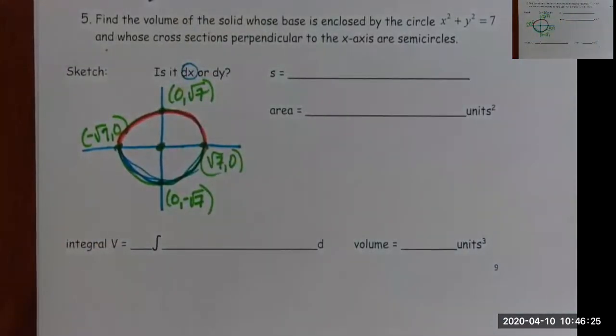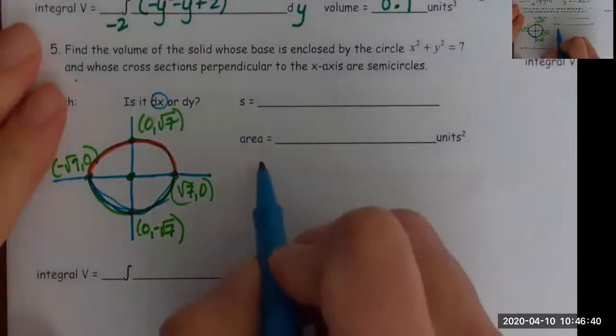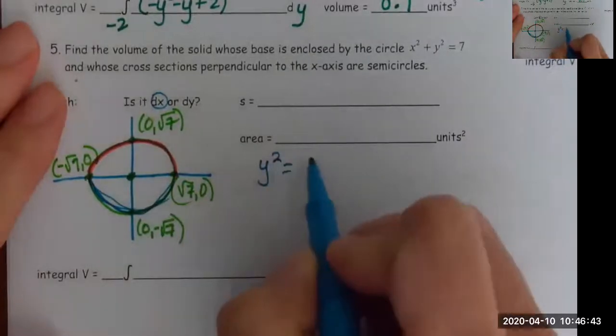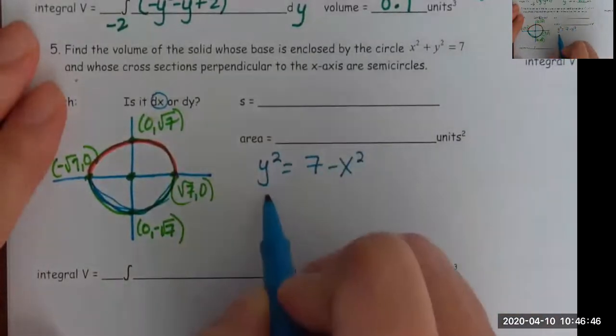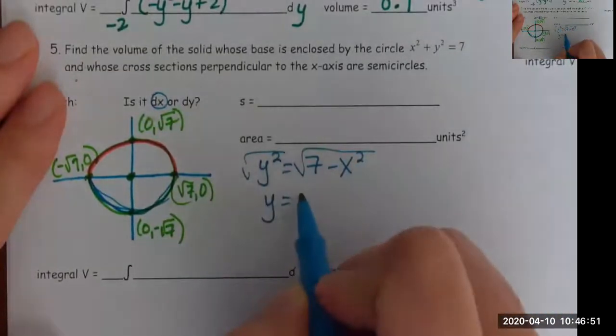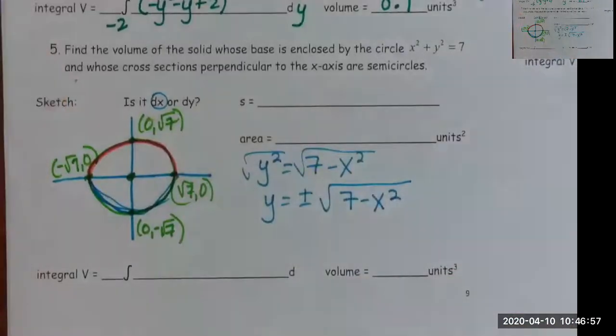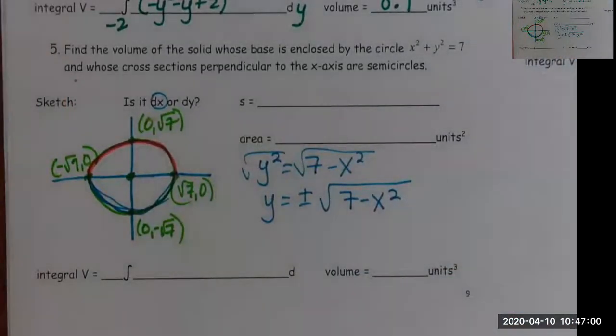So what I need you to figure out is the equation for the top. Well, we've got this equation here, and it's dx, so we need y by itself, because we're going to say y equals something in terms of x. So y squared equals 7 minus x squared. We square root both sides, so y equals plus or minus the square root of 7 minus x squared. The nice thing is all of your circles are going to turn out this way. Once you do one, you get used to them and it's the same thing.